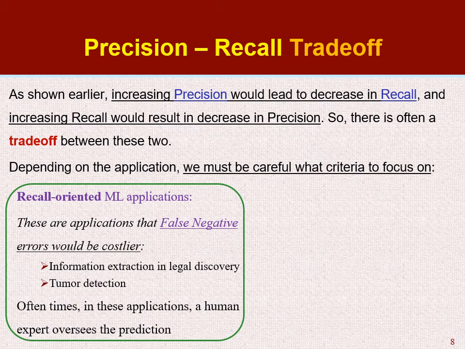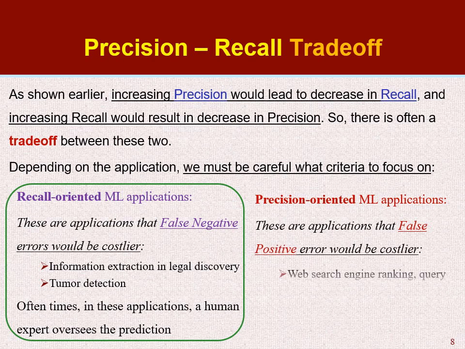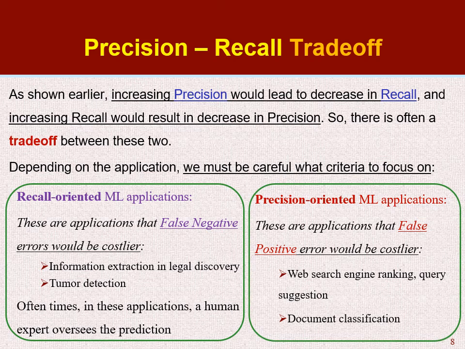On the other hand, precision-oriented machine learning applications are those where the false positive error would be costlier. For example, web search engine ranking, query suggestion, or document classification. A web search engine shouldn't make a false positive prediction, that's giving you a search result which is predicted positive to your query, but it's incorrect. It's like you're looking for a keyboard, but it gives you something that's not related. So this is a precision-oriented application. In this application, we want to increase precision, and it would be at the cost of recall.